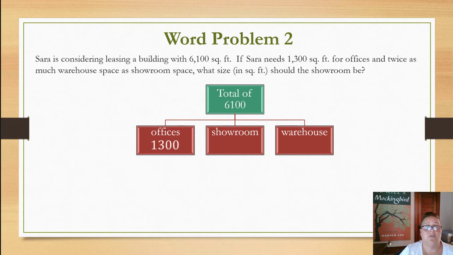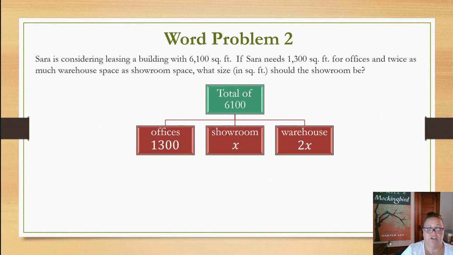Then we see by reading that twice as much warehouse space is needed as showroom space. Since the showroom space is what our warehouse is based on, I'm going to let showroom equal X, and then the warehouse space would be 2X. The relationship between the 3 parts is that if we total them up, we should get 6,100.